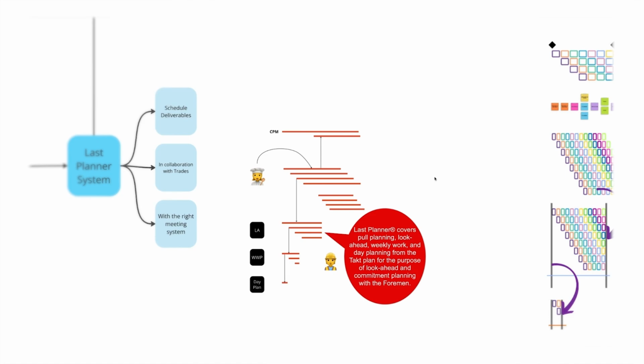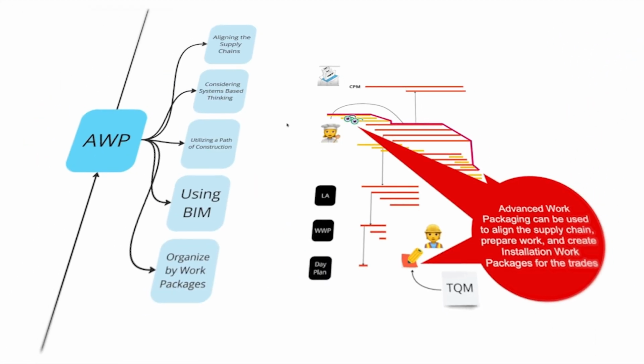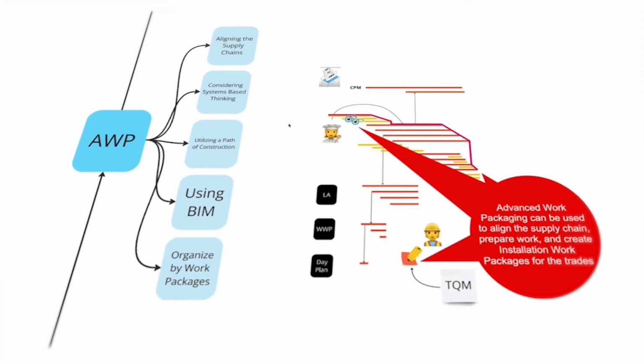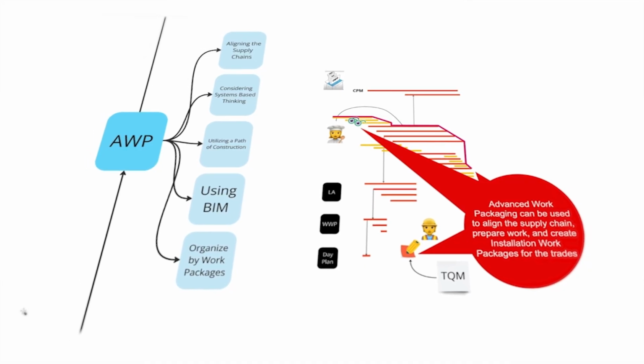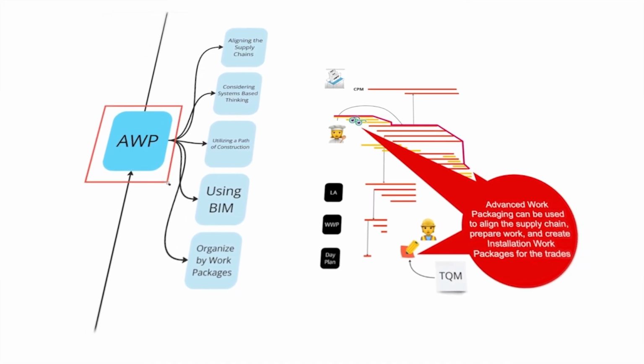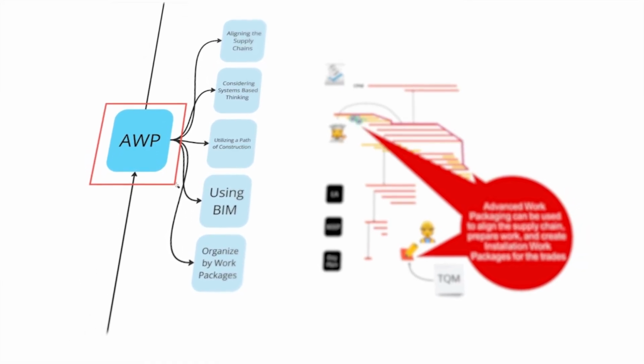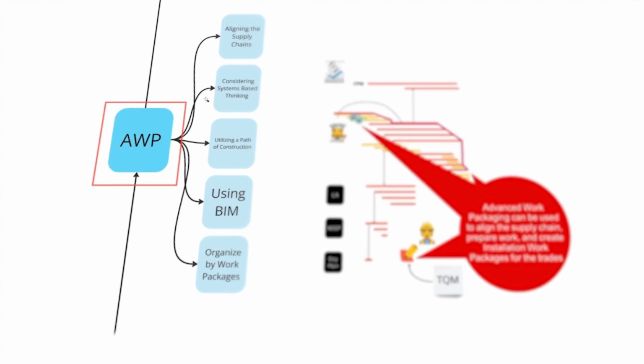Okay, so that's primarily the systems that I wanted to talk about, but let's talk about advanced work packaging up here as well. You've probably heard about advanced work packaging. It's not my favorite thing, but it's not my enemy. It's not like CPM. If you pair advanced work packaging with Takt, it actually works pretty well. When you pair it with CPM, it's a nightmare.